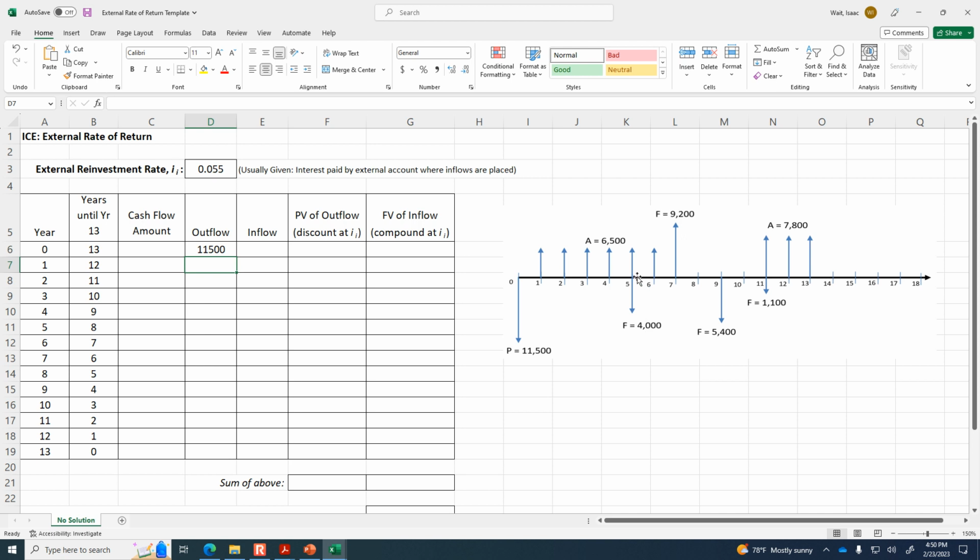Now, year 5, it's not going to be an outflow because the net amount is positive. So I've got one in year 9 is the only other outflow that I'm going to have to factor in. So it's 5,400. And then all the rest of them, there's no outflow. So we'll just fill it in with 0. Okay, now our inflows is 6,500.